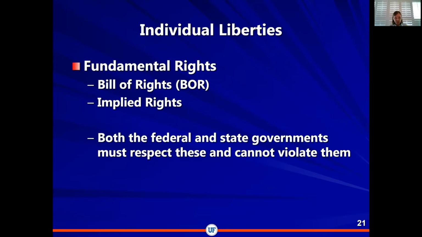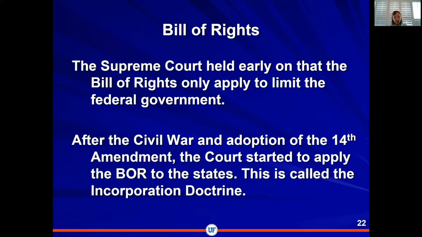When we think about individual liberties under the due process clause, those fundamental rights come from the Bill of Rights, which I just abbreviate BOR, and then implied rights. That's what we're talking about when we talk about substantive due process. Both the federal and state governments have to respect these rights and cannot violate them. We're simply focusing on the state, but my students are surprised to learn that in the beginning, the Supreme Court said that the Bill of Rights, freedom of religion, all those important rights, only limit the federal government. States weren't obligated to abide by the Bill of Rights in the beginning because it was thought that you couldn't trust the federal government, but you could trust your state government.